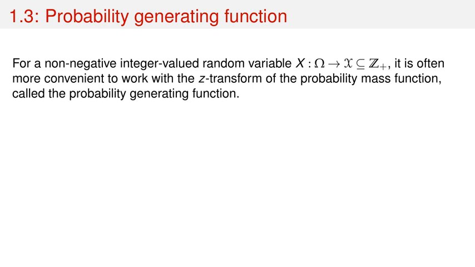Now for section 1.3, the probability generating function, PGF. This is particularly useful when dealing with non-negative integer valued random variables, say X mapping Omega to a subset script X of the non-negative integers Z plus. The PGF is essentially the z transform of the probability mass function.